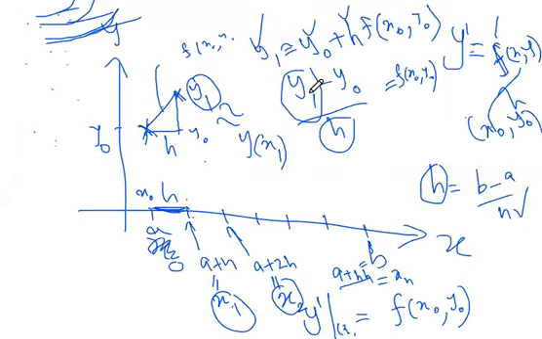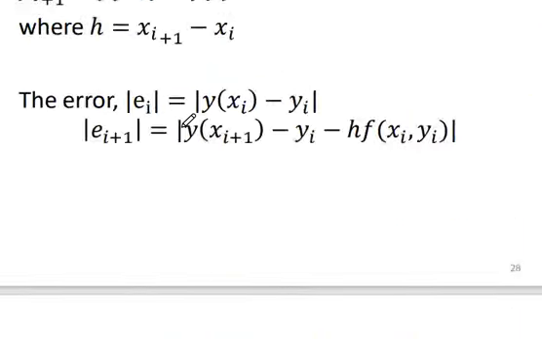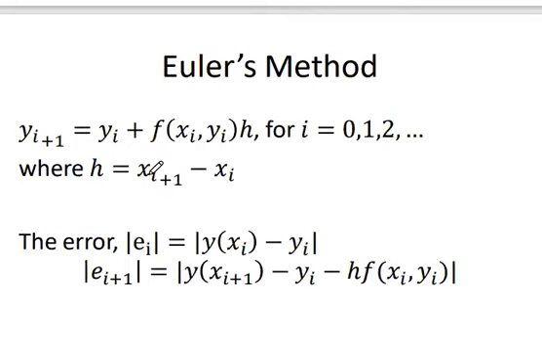In general, you can put yi, this is i minus one, like in general, like this. If you use i plus one, it is i. Your i goes from 0 to 1 to 2 and so on.